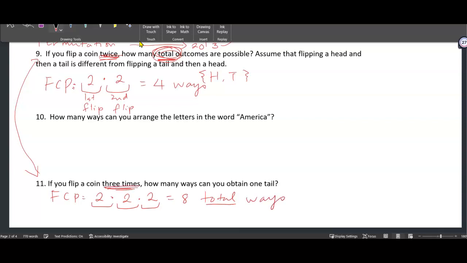However, if they are not asking for total number of ways, they are asking for something specific out of this total, that specifically you wanted to have how many are one tail, right? So tail, head, head is one tail, right? Because you flip it 3 times, right? Or head, tail, head, right? Or head, head, tail. Those are the 3 flips with 1 tail. So this is asking you, out of the 8 total, how many are 1 tail? How many are 1 tail?